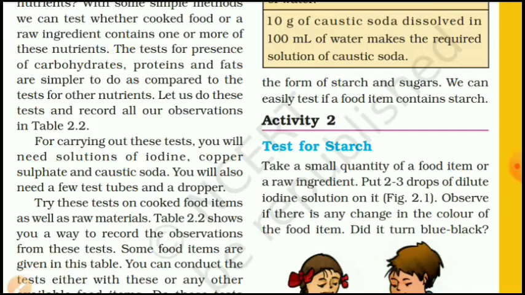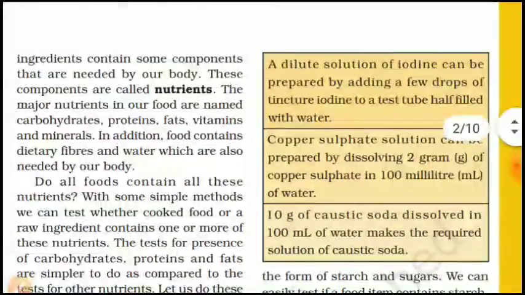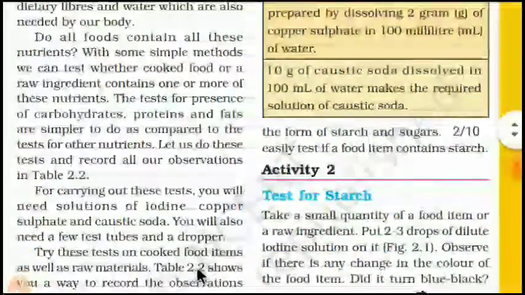let me revise some things. We use a variety of ingredients in our food, and these ingredients contain some components that are needed by our body. These components are called nutrients. The major nutrients in our food are named carbohydrates, proteins, fats, vitamins and minerals. So these are the major nutrients.